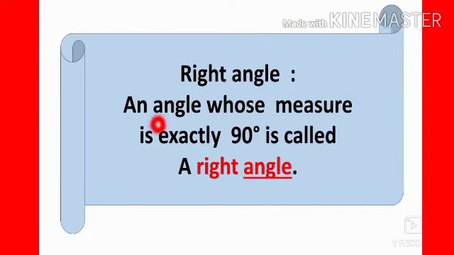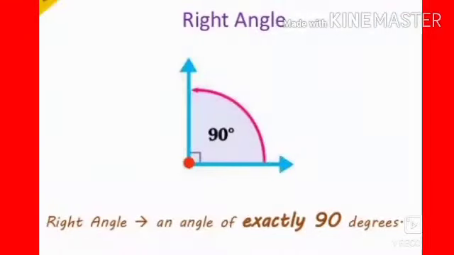Right angle. An angle whose measure is exactly 90 degrees is called a right angle. Here that is an angle of exactly 90 degrees.